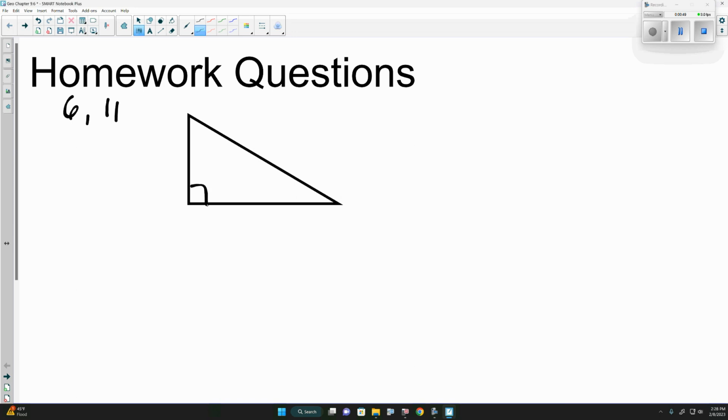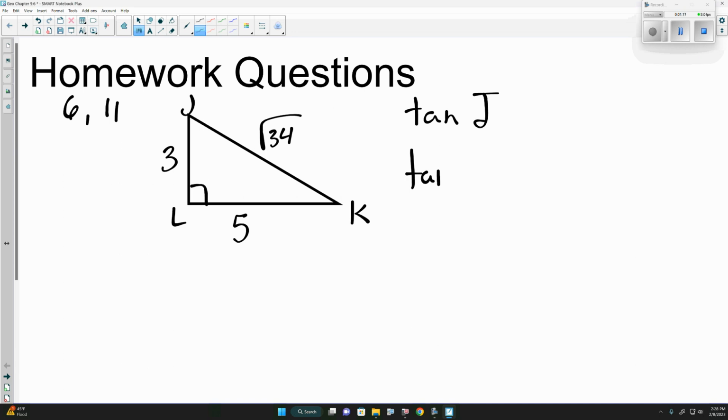All right, guys. So we're looking at problem number 6 first. We have side lengths of 3 and 5, and the hypotenuse is the square root of 34. J, L, K. We want to find the tangent of the two acute angles, tangent of angle J and tangent of angle K.